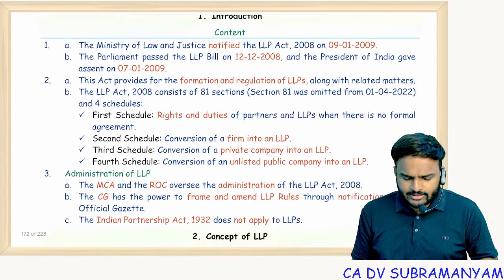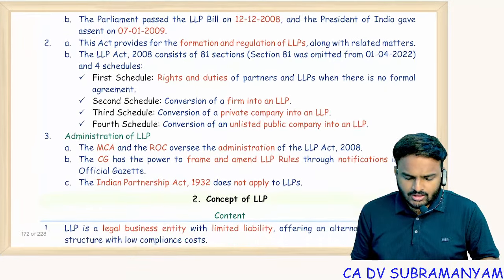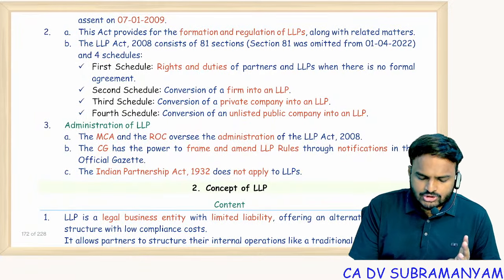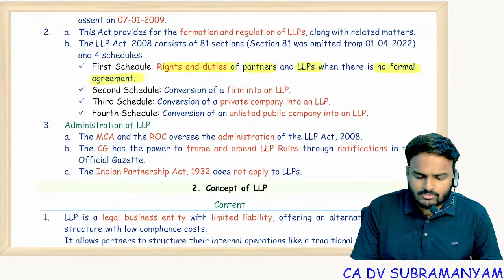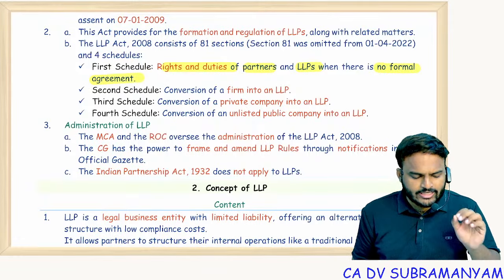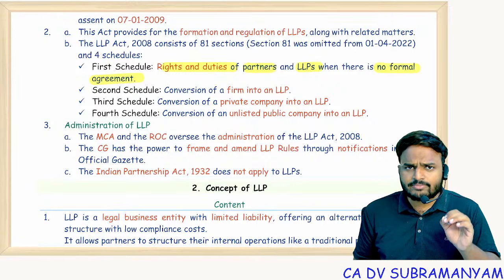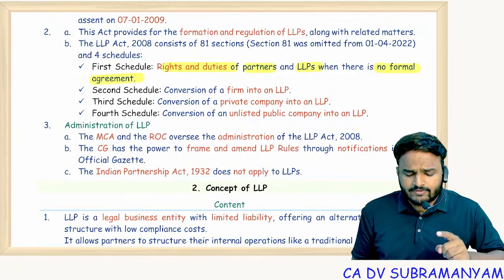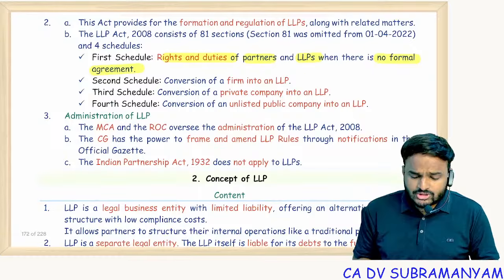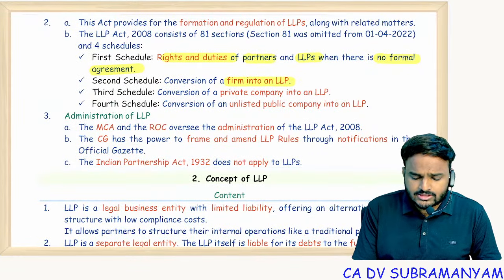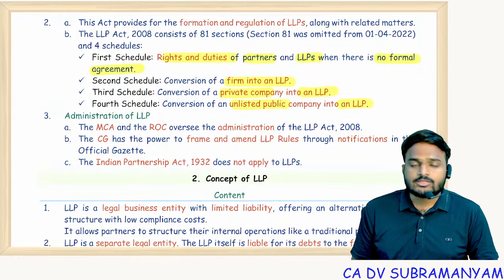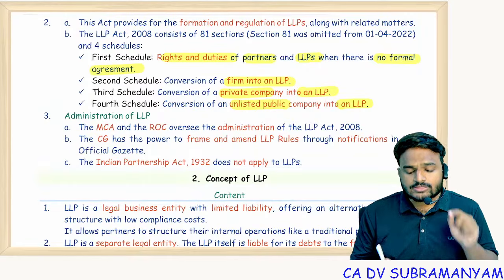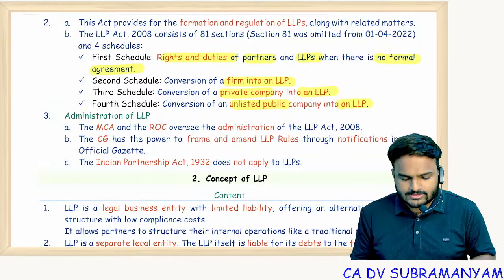So in the Limited Liability Partnership Act, remember, we had 4 schedules. Schedule 1 is to decide the rights and duties of the partners and LLP if there is no formal agreement. So if the LLP agreement is silent on any matter, then refer that matter to the first schedule. Second schedule is for conversion of a firm to LLP. Third schedule is for conversion of a private company to LLP. Fourth schedule is for conversion of an unlisted public company into LLP. So in the Companies Act we had 7 schedules. In LLP we had only 4 schedules.